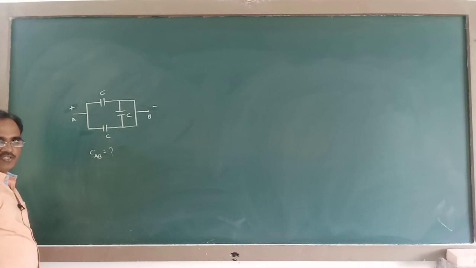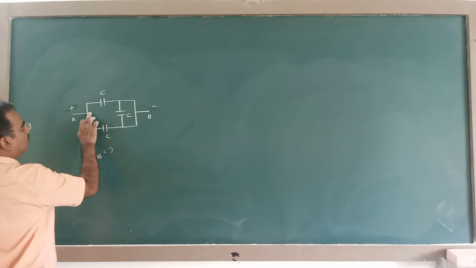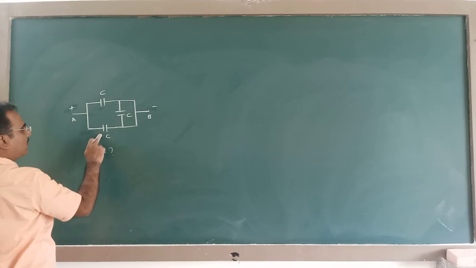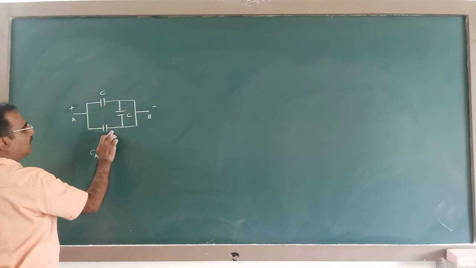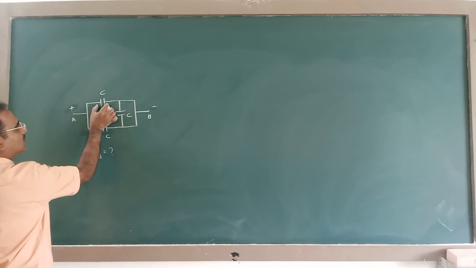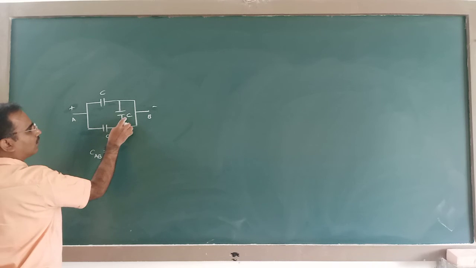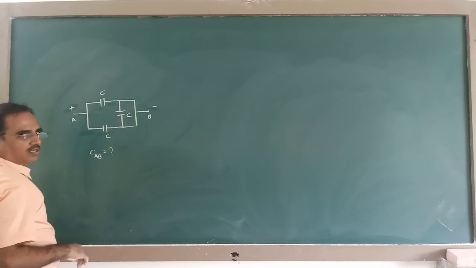here you see, because of this positive potential, this plate gets positive charge, and this plate will get positive charge. Because of this negative potential, this gets negative charge and negative charge. So this is one capacitor, this is another capacitor. What about this one? This plate has negative potential and this plate also has negative potential.